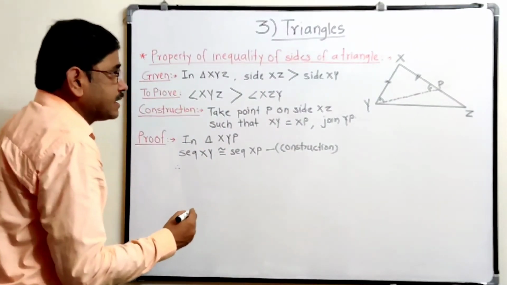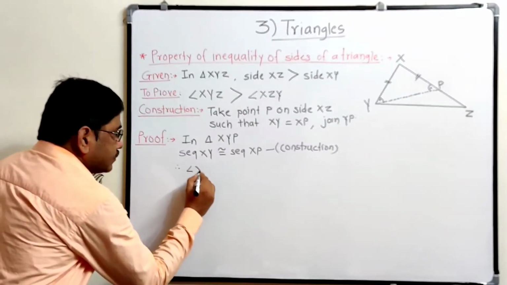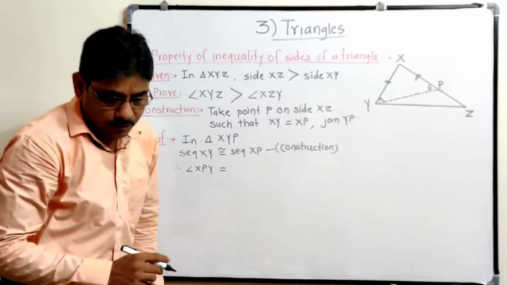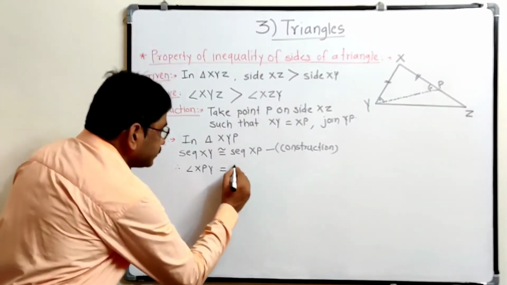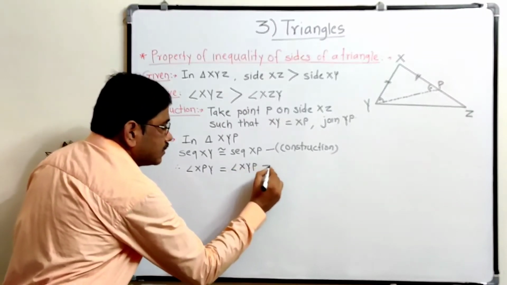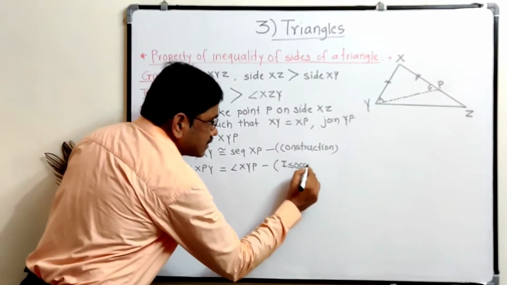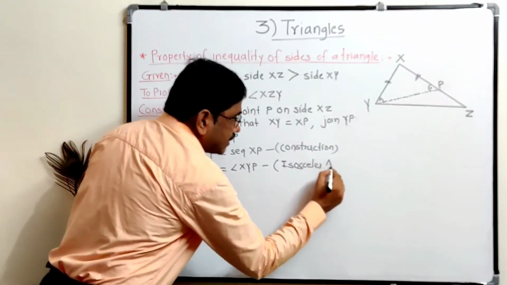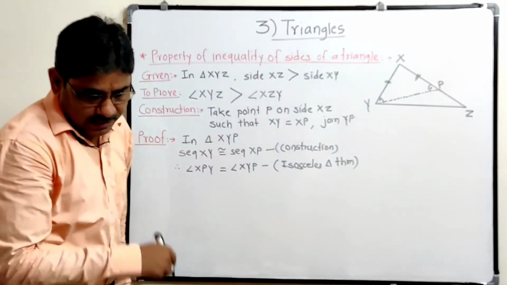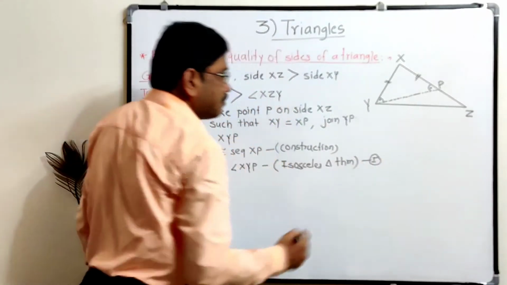Therefore angle XPY is equal to angle XYP. Here we use that theorem, the isosceles triangle theorem. जो theorem हम लोगों ने यूज किया उसका रीजन वहां पे लिखा. This is our statement number 1. इसको हम लोगों ने statement number 1 दिया.